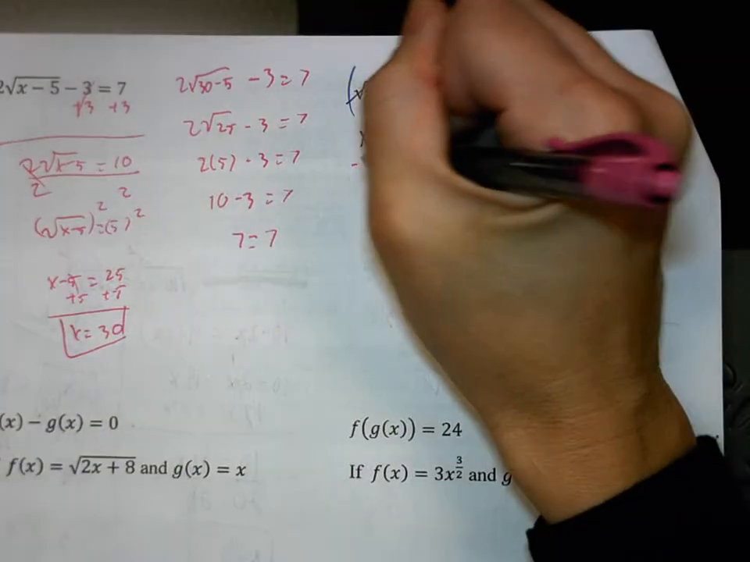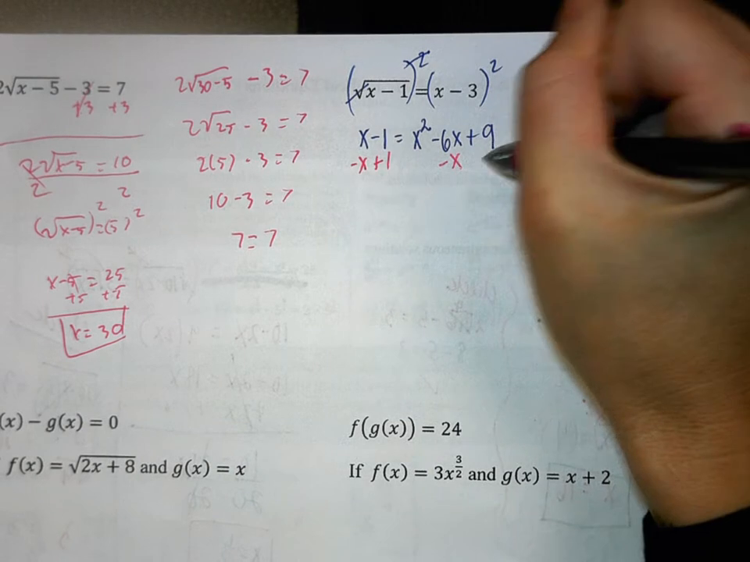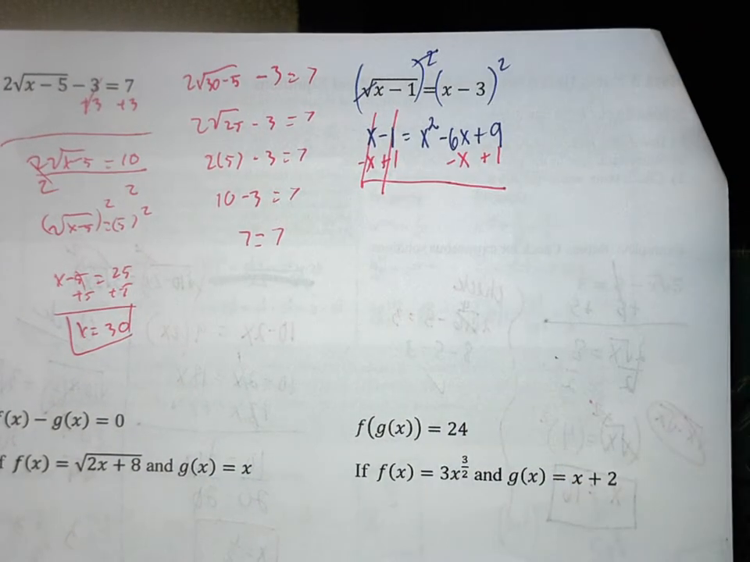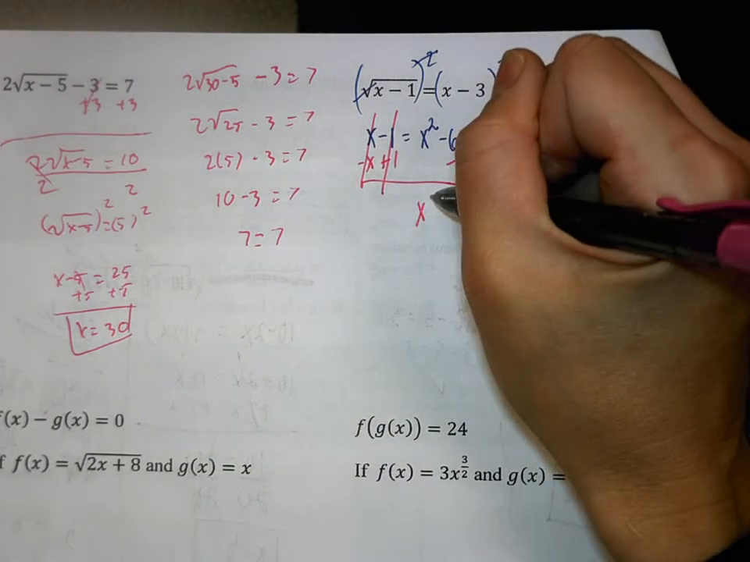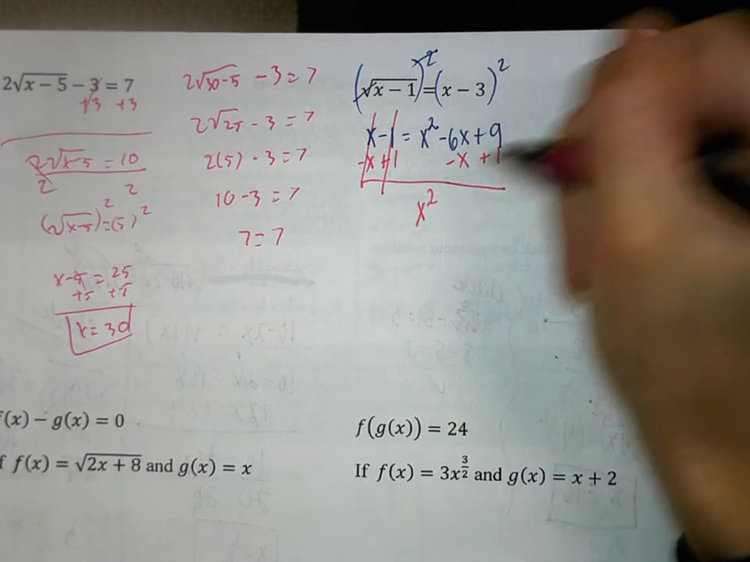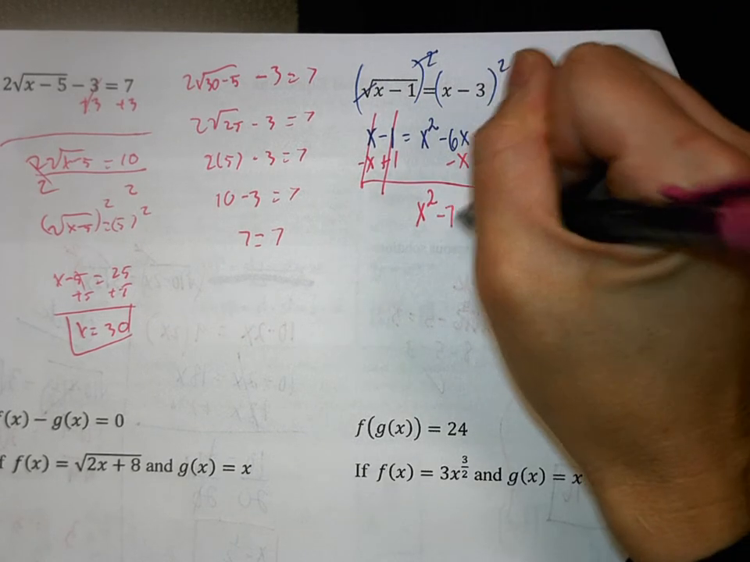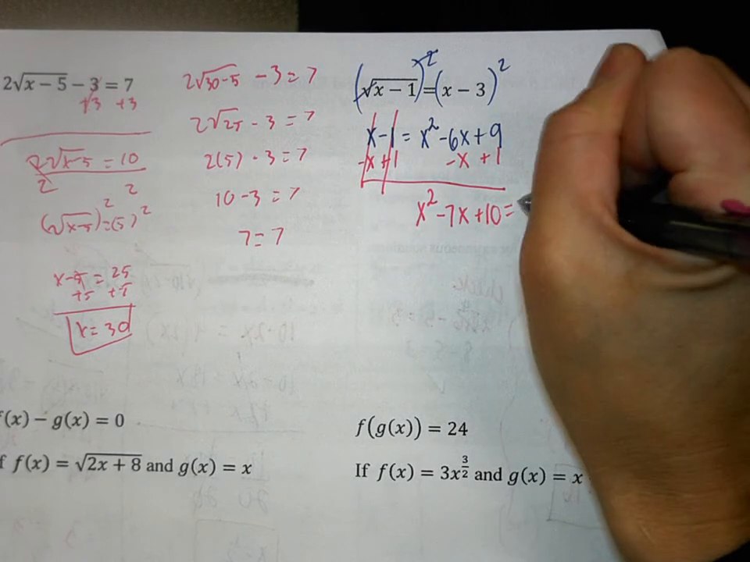Subtract x, and I'm going to go ahead and add 1 at the same time. Subtract x, add 1, because I want my square to stay positive. Thank you. I knew someone would say it finally. Okay, negative 6x and negative x is negative 7x. 9 plus 1 is 10 equals 0.